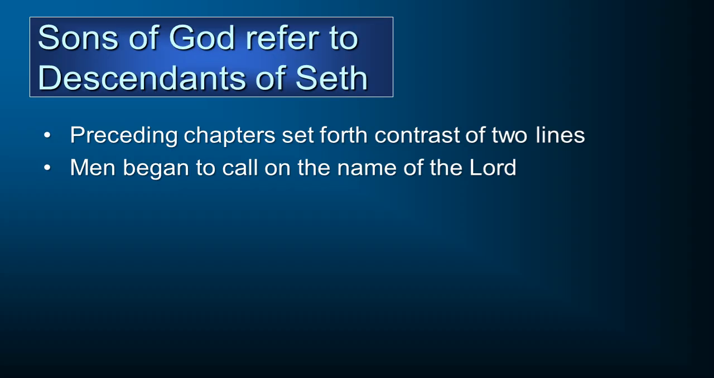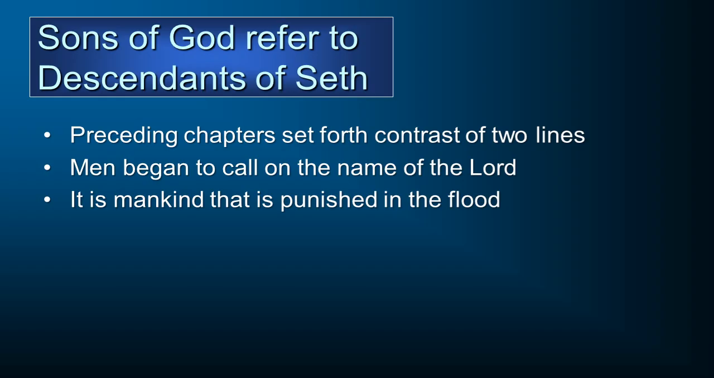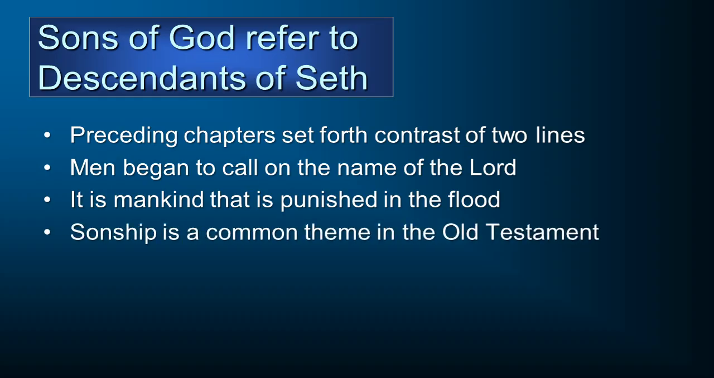Again, that might be why they're called sons of God, because they're calling on the name of the Lord. That's in chapter 4. It is mankind, not angels, that are punished in the flood. So there's no more reference to these sons of God after this passage in the rest of the book of Genesis. And we're going to see the flood being the punishment against mankind, not against any supernatural beings.